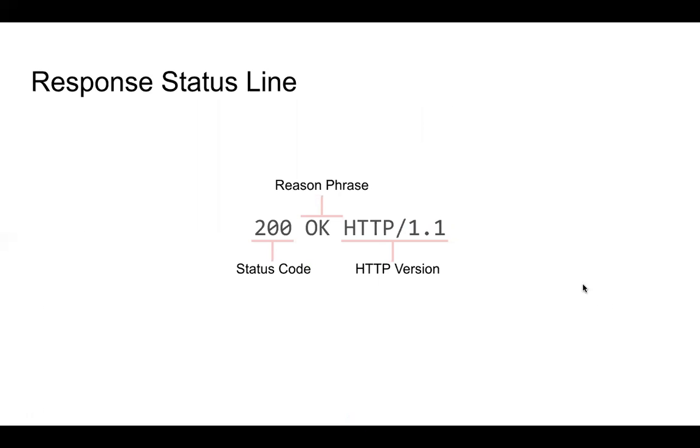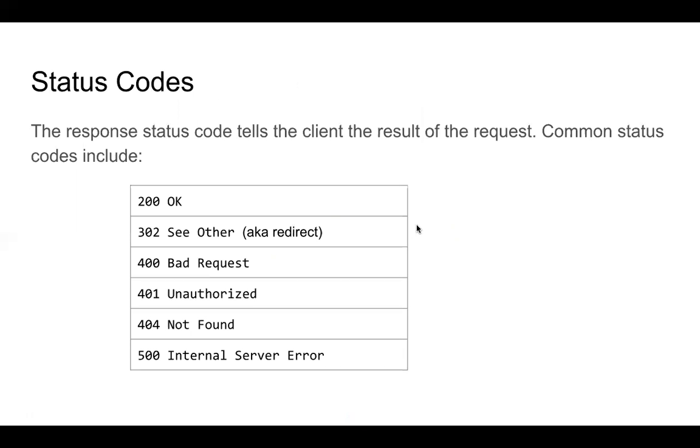Status codes you've all seen on the web before. They tell the client the result of the request. So 200 means everything is working the way it should. A 302 is a redirect. An error 400 is a bad request. Error 401 means you're unauthorized, you can't see it. 404 means you're looking for something that can't be found. And an error 500 means there's an internal server error.